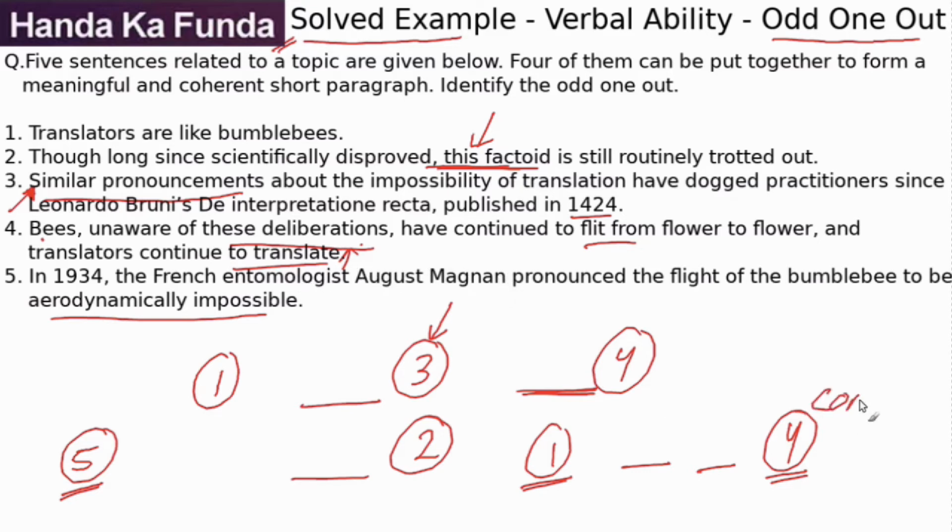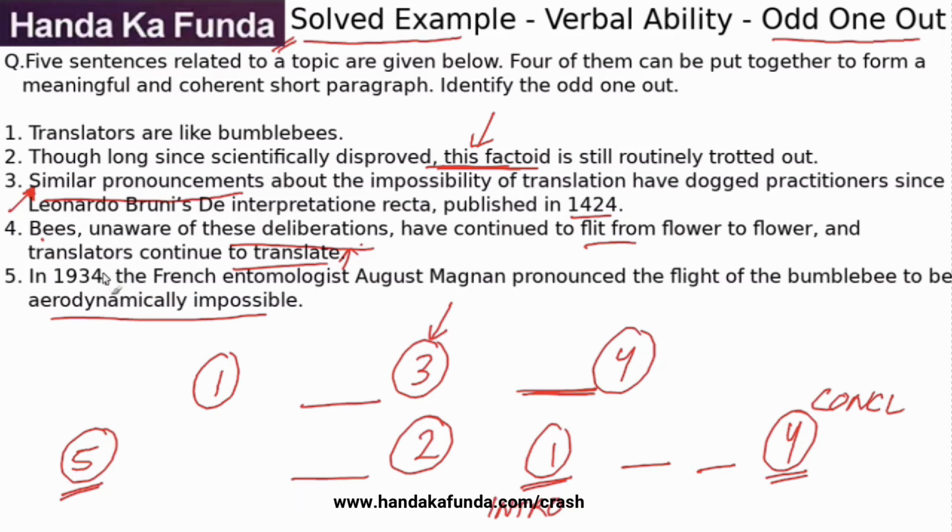So this 4 part is the conclusion of the idea that bees and translators continue to do their work despite what the research says about them. And that is the introduction which is being made in statement number 1. So the intro is there, the conclusion is there. We need 2 statements in between which talk about the difficulties that a bee should face and the difficulty that a translator should face. So bees and translators are alike.